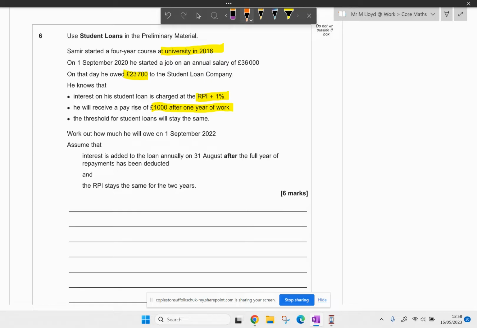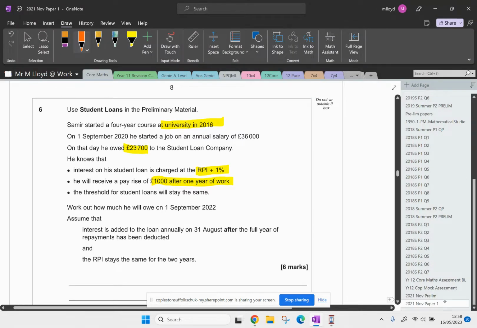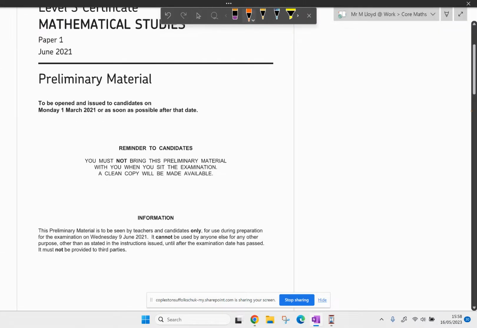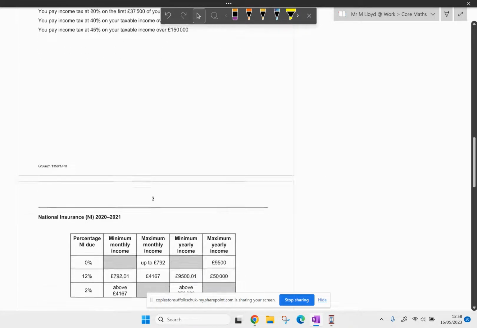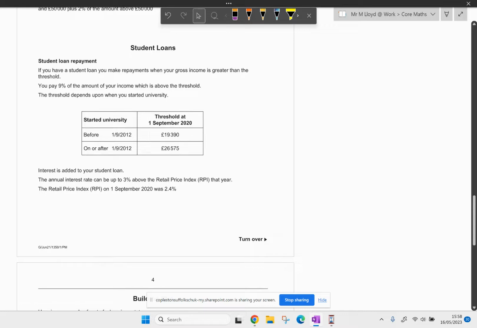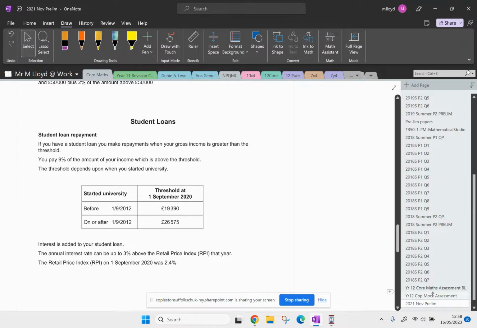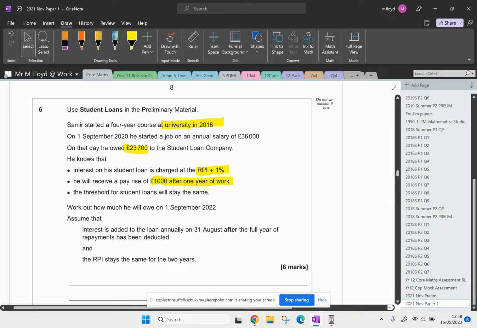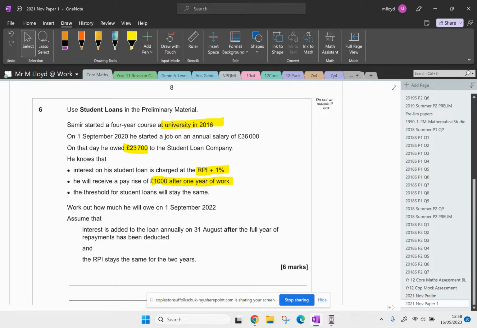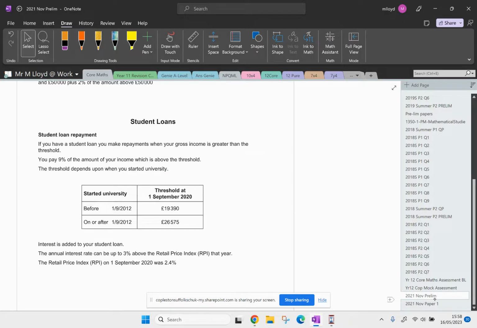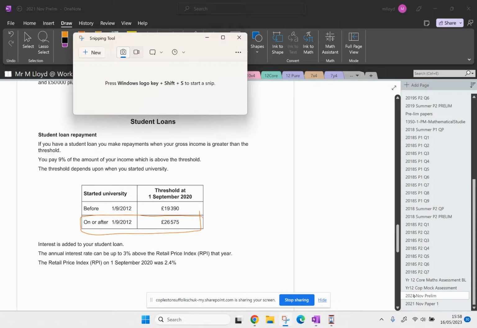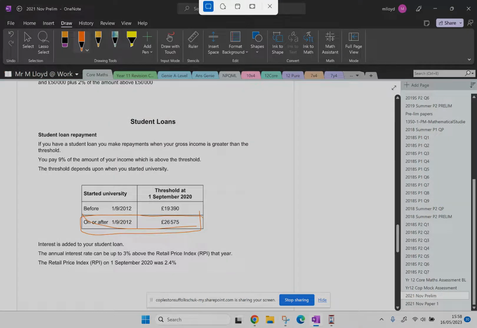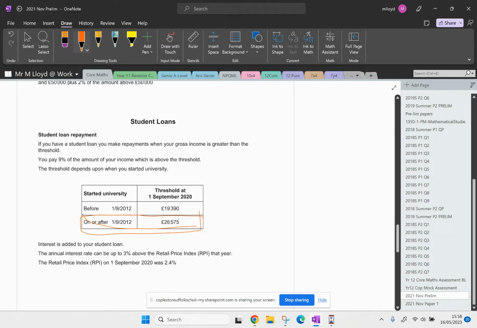Okay. So let's find out what I need to know from the prelim material, which I've got here. So down to student loans. National insurance, student loans. So just want to check the info. RPI plus 1%. He went to university in 2016, which means he's on this bit here. There's the threshold. 9% above the threshold. Oh, I just meant to do the snipping tool. There we go. Right.